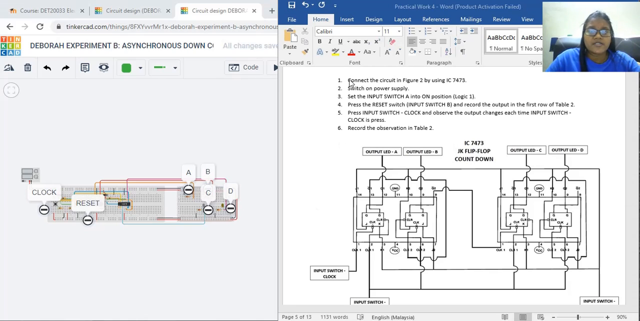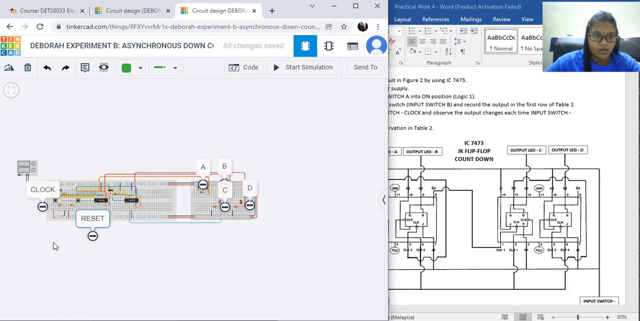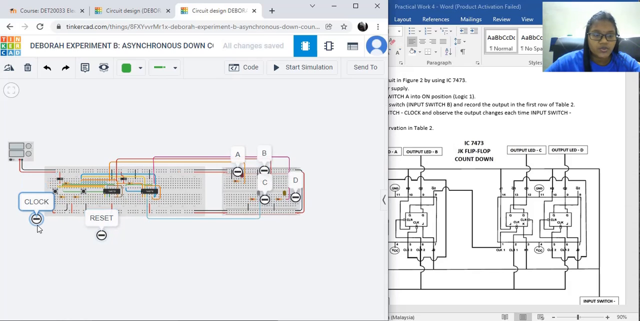Okay, now I'm going to continue with experiment B. As per the lab sheet, connect the circuit in figure 2 by using IC 7473. I have connected all the circuit. Before that, I'm going to tell what I used in this experiment B. I have used two dual JK flip-flops, two slide switches, two push buttons, and four different colors of LED, which are LED A, LED B, and LED C.